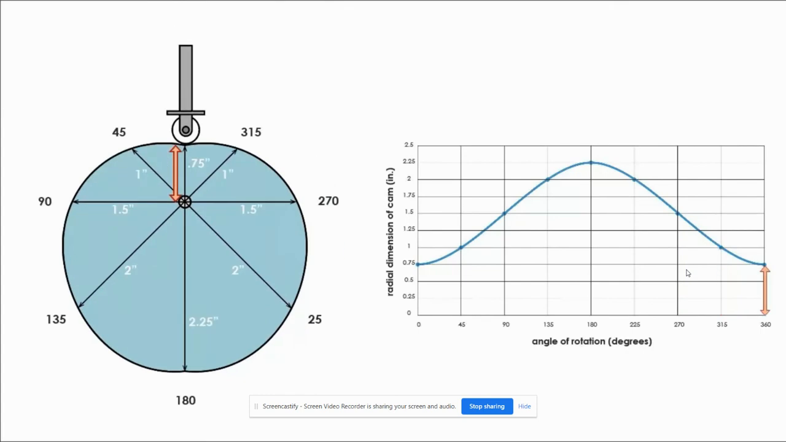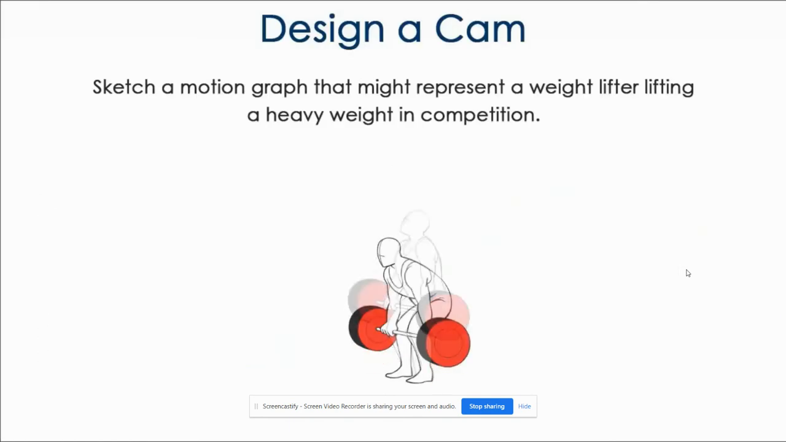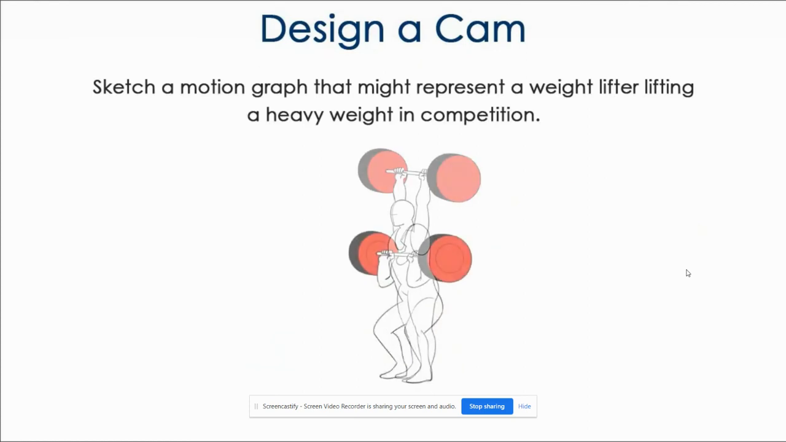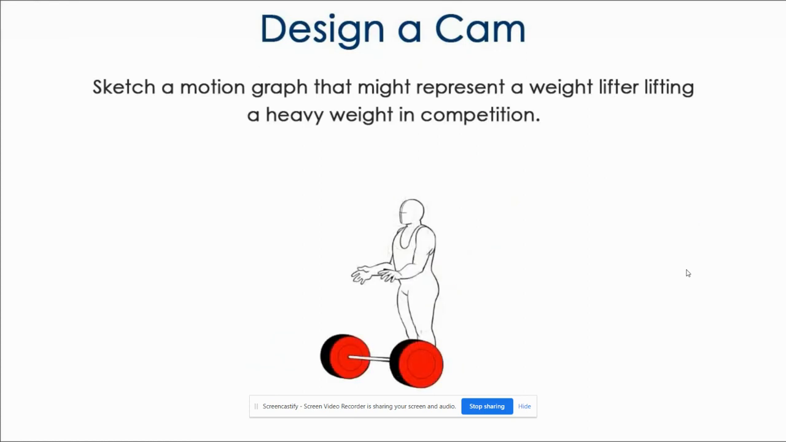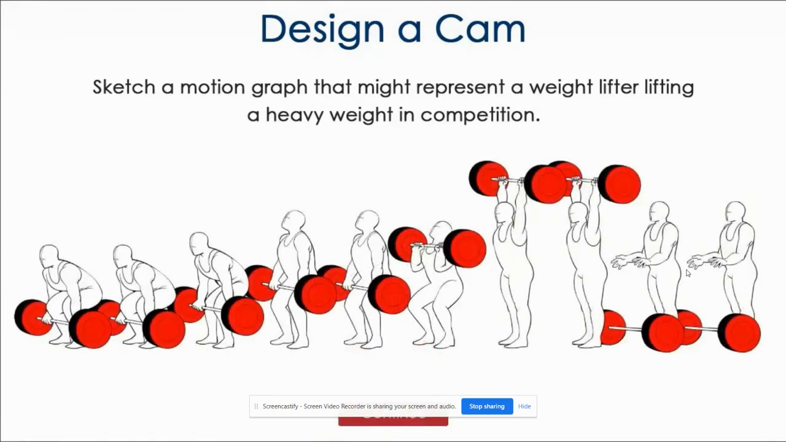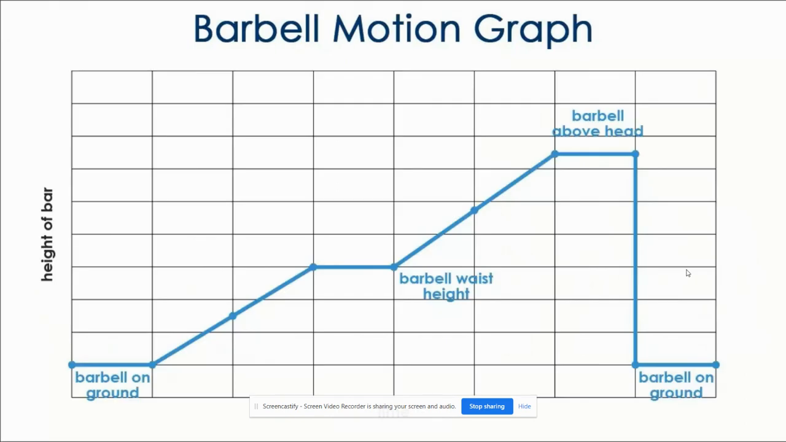Now that you have seen the connection between radial dimension of the cam and the motion graph, let's design a cam to replicate a specific motion. How would you represent the motion of the barbell lifted by a weightlifter in a competition? Sketch the shape of a motion graph that you might use. This graph could represent the motion of the barbell. Note that the independent variable is time.